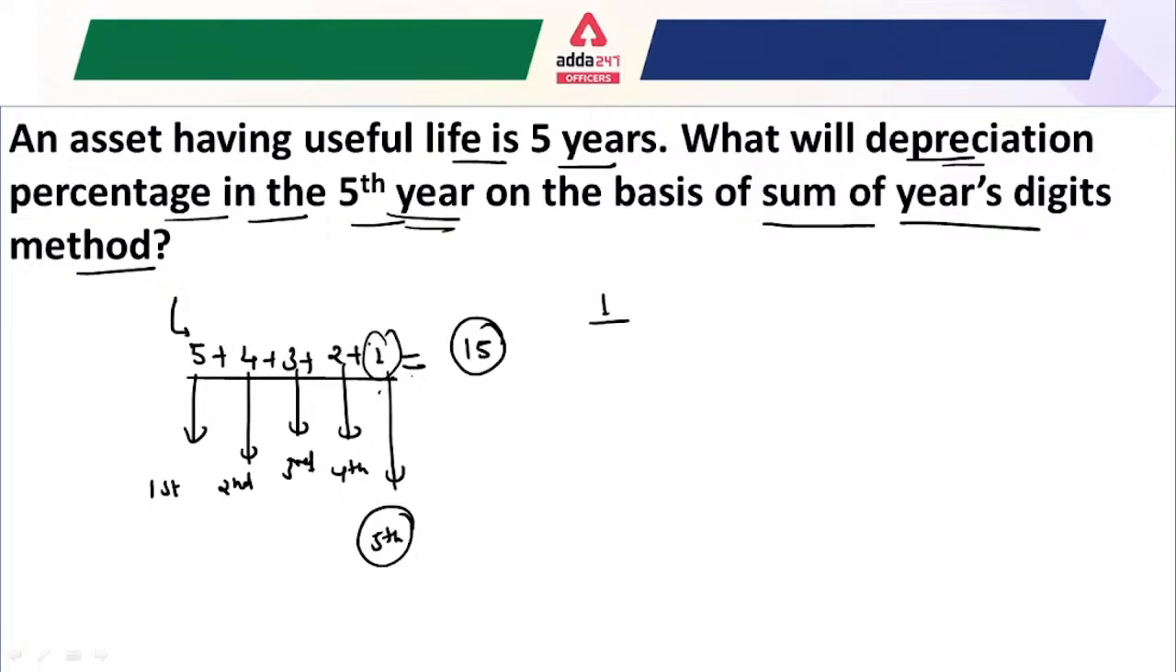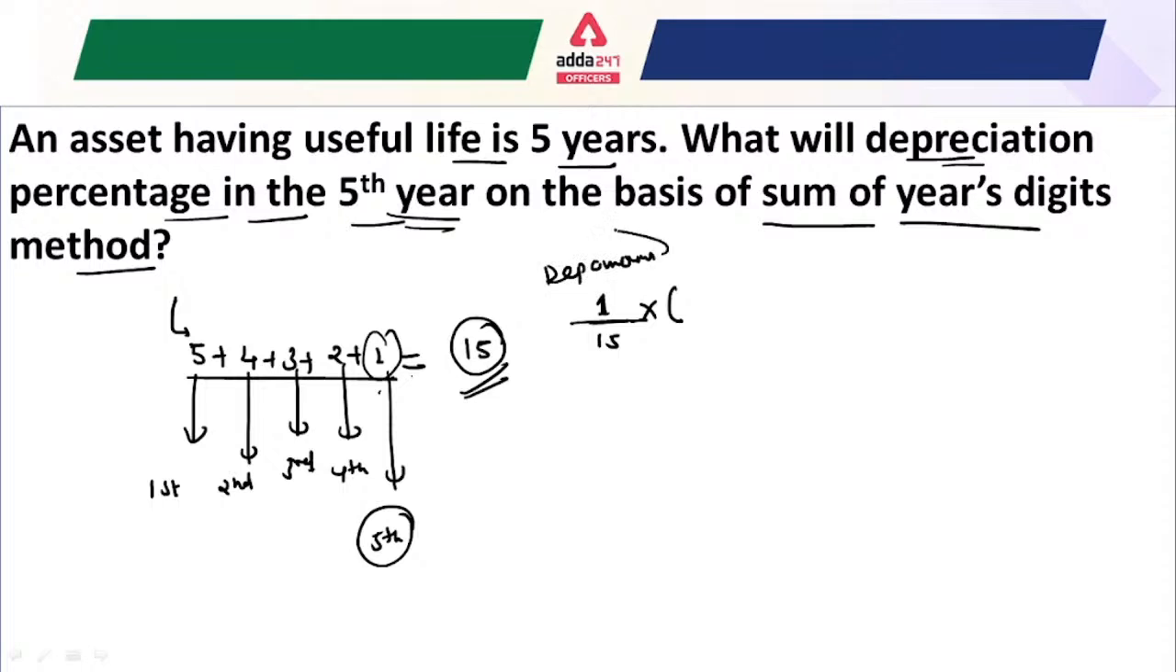For the fifth year, only 1 year of useful life has remained. So we use 1, divided by the total sum of year digits, that is 15, and again the total cost of an asset minus salvage value, that's all. But you do not need to calculate the depreciation amount here.